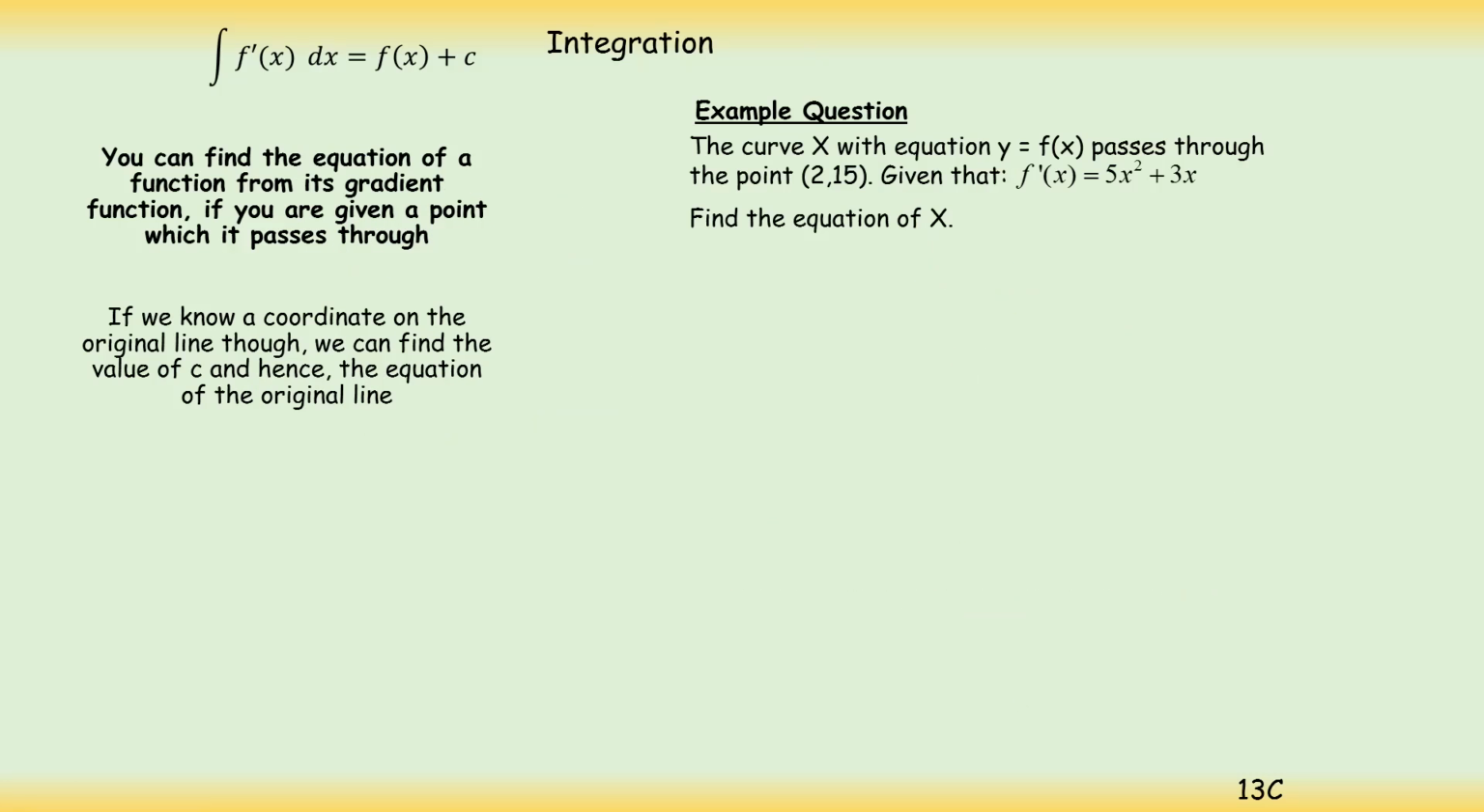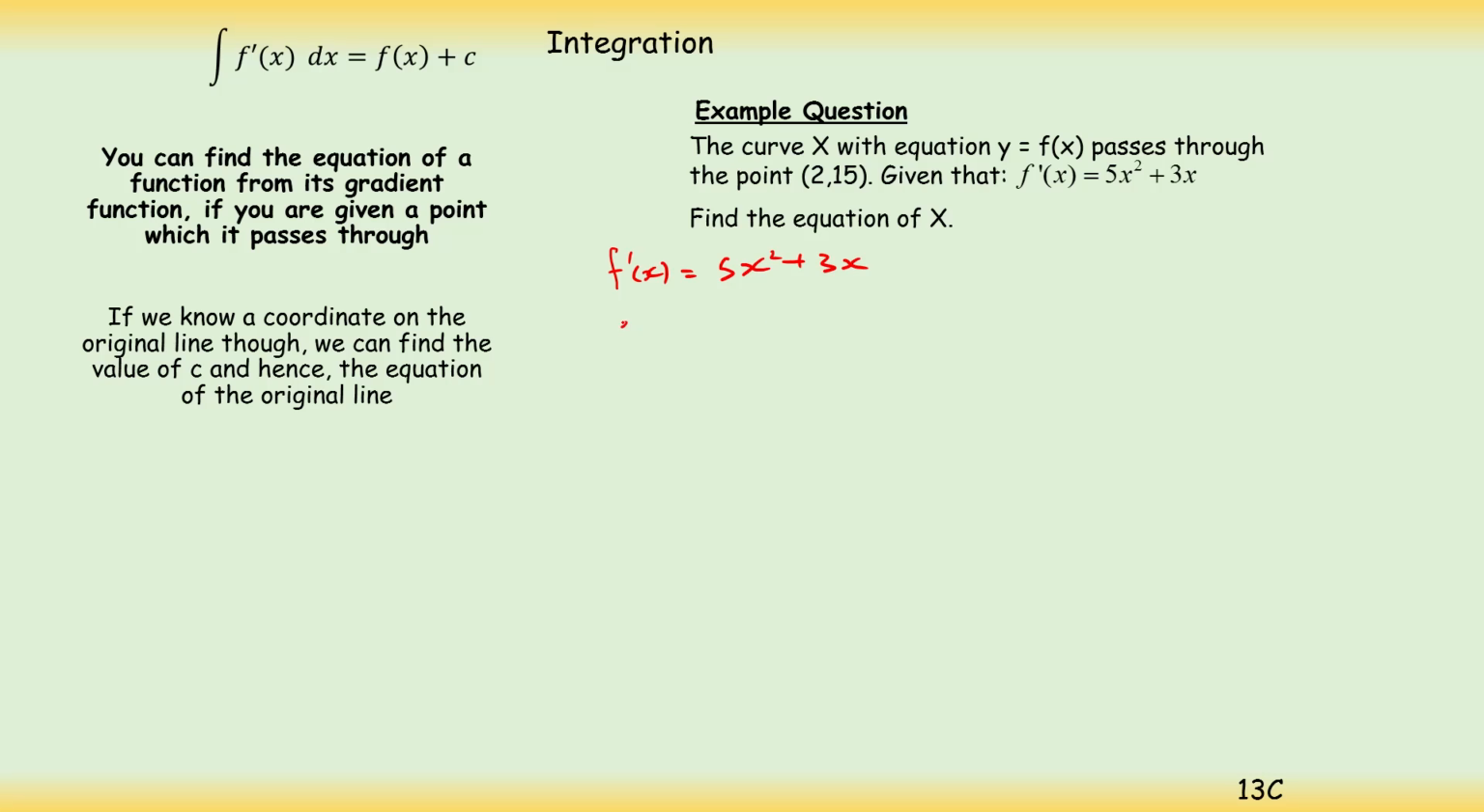Right then, let's have a look at this example. We've got our curve with the equation y equals f of x passing through the point (2, 15). So we've been given a point on the curve. Given that the differential is equal to 5x squared plus 3x, find the equation of f of x. Okay, so we've got our differential, f dash of x, which is equal to 5x squared plus 3x.